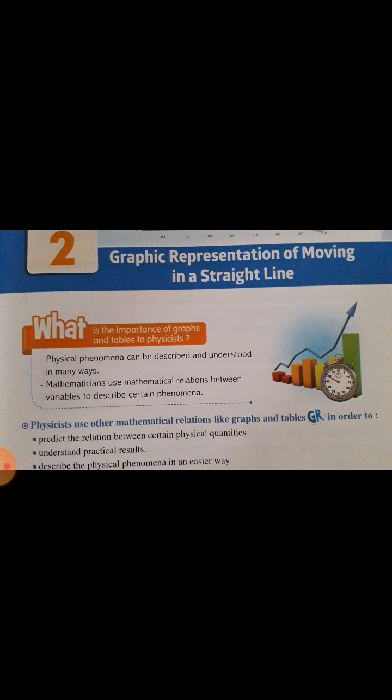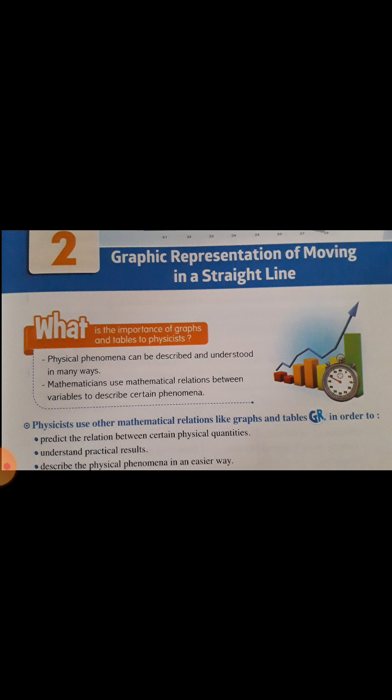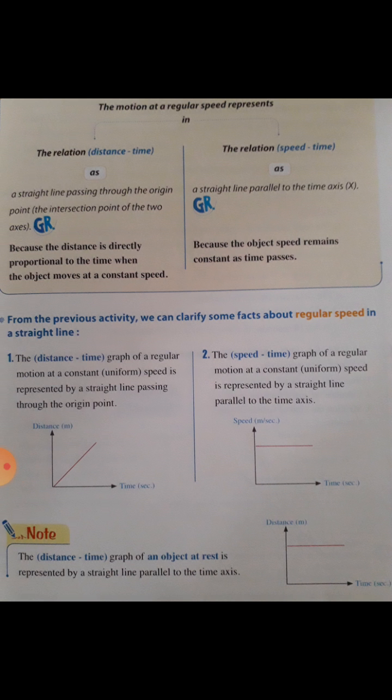Before we study this lesson, first of all, we need to know why physicists use other mathematical relations like graphs and tables. Give reason. This is why: number one, to predict the relation between certain physical quantities, understand the practical results, and to describe the physical phenomena in an easier way.